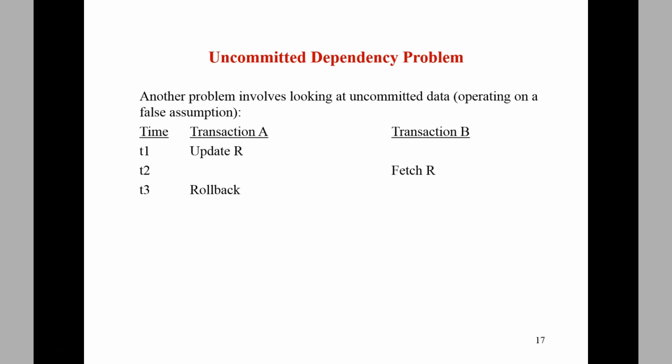So it rolls back and cancels its update, meaning that the actual record now in the database does not include the modification made by transaction A. However, the version of record R that B is looking at reflects that update, but that update is not in the database. So transaction B becomes dependent on an uncommitted change that occurred at time T2.